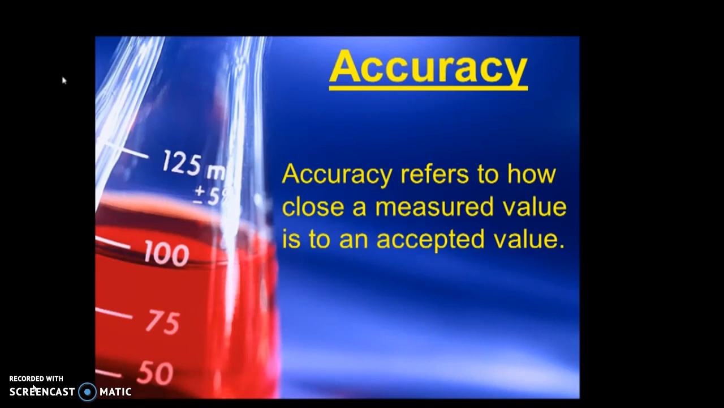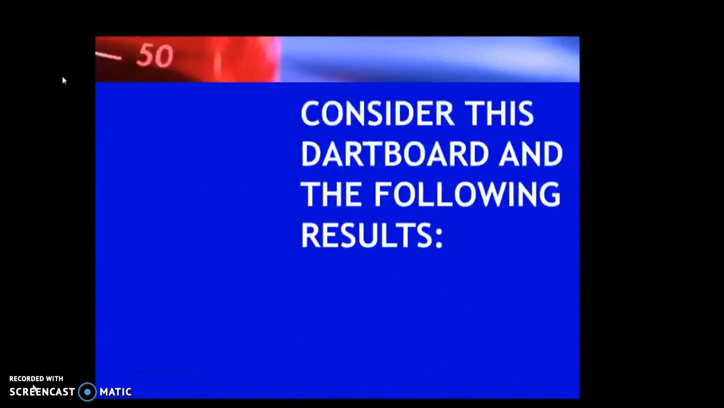Accuracy refers to how close a measured value is to an accepted value. That means that when the measurement agrees with the correct answer, or the accepted value, then that particular measurement is accurate. So here are some examples.